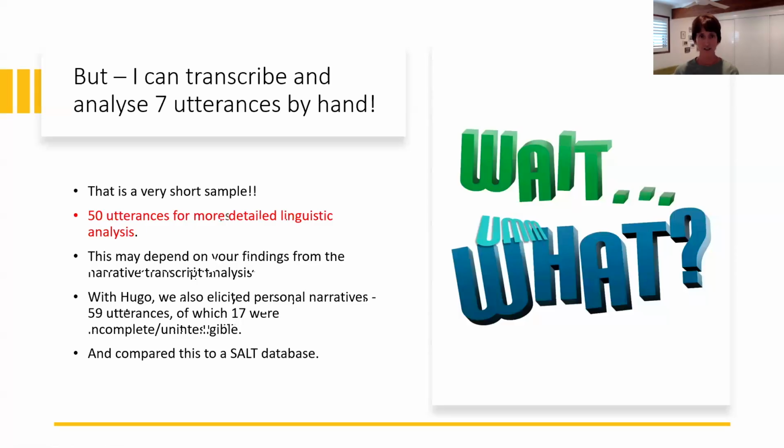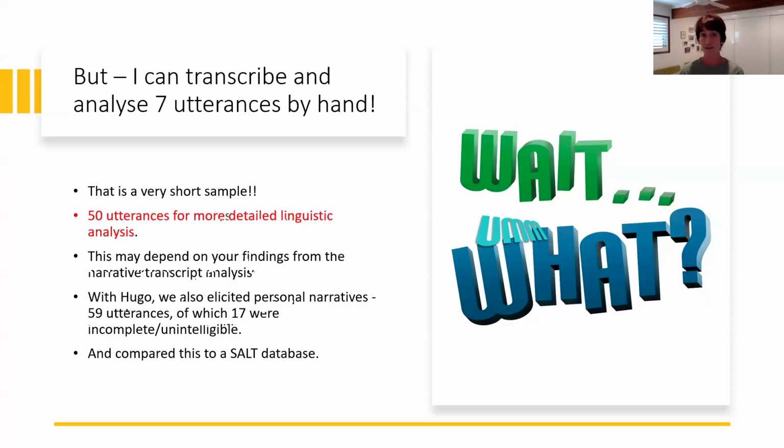So you may think, I can transcribe and analyze 7 utterances by hand. You can. It's a very short sample, right? So I see this as the first cut, just to look at some red flags in a context that's really relevant to the child's functioning at school. And we would need 50 utterances for more detailed linguistic analysis if you really wanted to look at developmental sentence scoring, or you wanted to really look at absence and presence of bound morphemes. So you need the 50 utterances, but it may depend on the findings from this short sample.